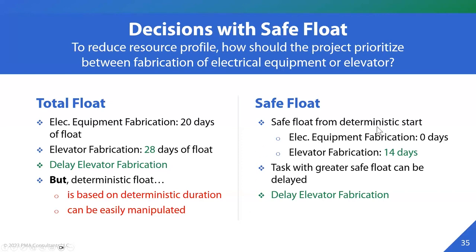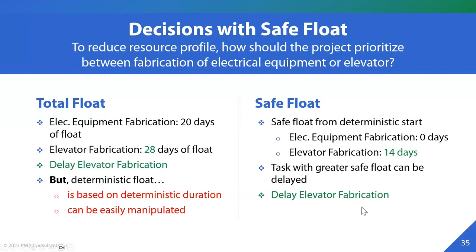If we look at safe float though, which takes uncertainty into consideration, electrical equipment fabrication has 0 days of safe float, so it cannot be delayed. Whereas elevator fabrication has 14 days. And so we can make a decision with greater confidence that we can go ahead with delaying elevator fabrication.